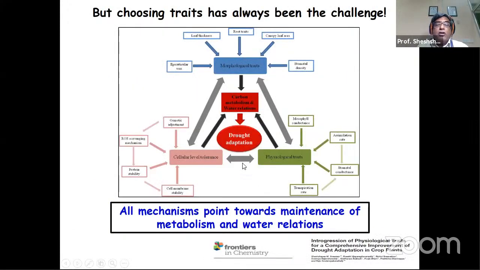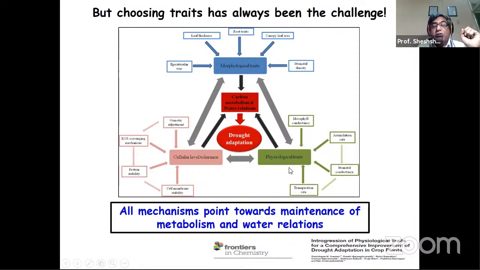But we wanted to make an analysis of putting all those complicated things that are around here. If we want the plants to adapt to drought, we classified them into 3 mechanisms. We have the morphological traits, including the leaf area, leaf thickness, root morphology, and all those things. And then we look at the cellular tolerance mechanisms, or we classify them as acquired tolerance mechanisms, which are associated with osmoregulation or the reactive oxygen species scavenging mechanisms, protein stability, and so on.